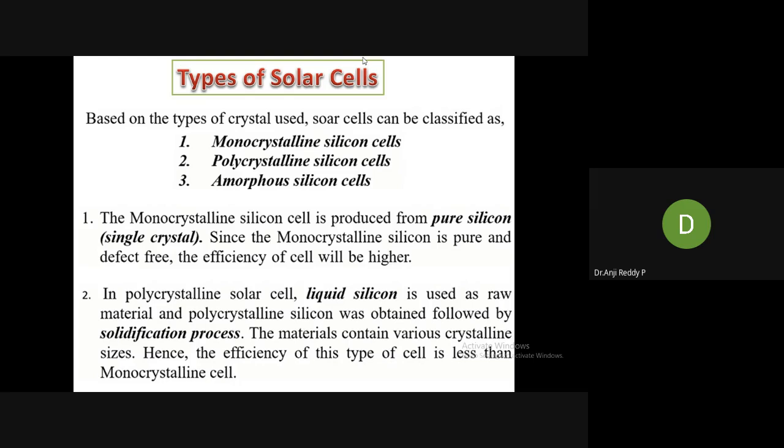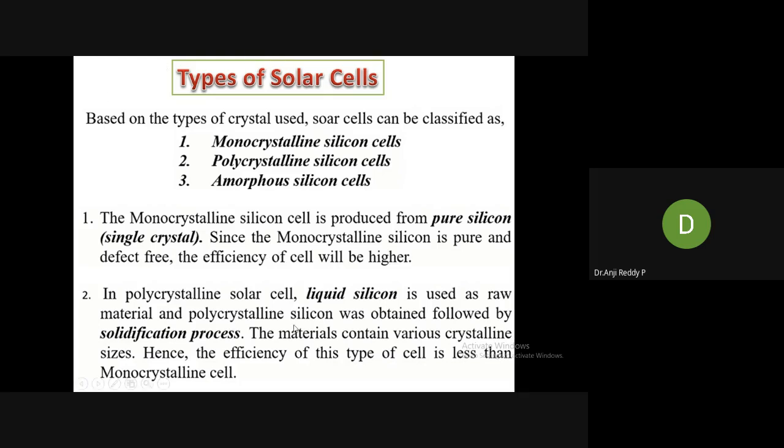Then that liquid silicon again we have to convert into solid, by using the solidification process. That means slowly we have to cool it to its freezing point. Okay, slowly we have to cool up to its freezing point. Then that liquid silicon is converting into polycrystalline silicon, that is solid silicon.